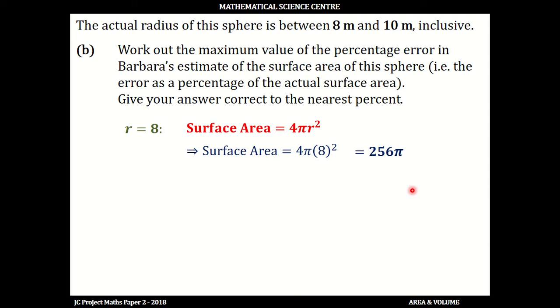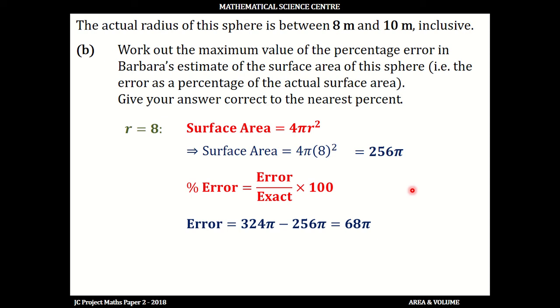So that's the error. Which of the two answers was the exact? The 256 pi. Okay. So if the actual radius was 8, the exact surface area is 256 pi. So the percentage error is the error over the exact multiplied by 100. We said the error was 68 pi. 324 pi minus 256 pi is 68 pi. So this means the percentage error is going to be 68 pi over 256 pi multiplied by 100.